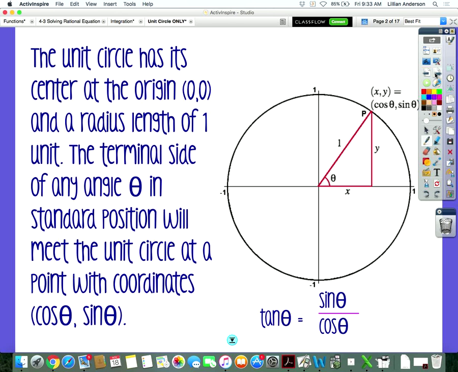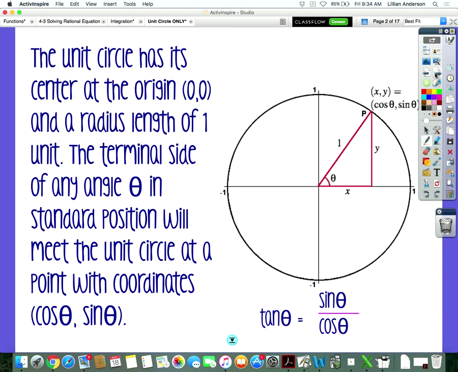So the unit circle has a center at the origin, 0, 0. Remember, the unit circle is within a coordinate plane. It has a radius of length 1. The terminal side of any angle in standard position will meet the unit circle at a point with coordinates cosine theta, sine theta.